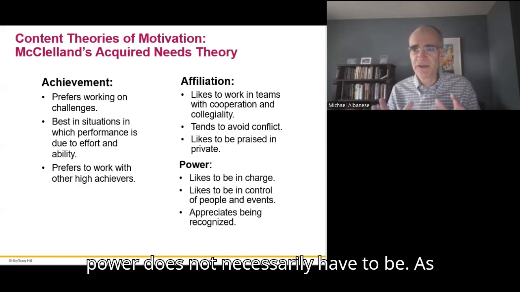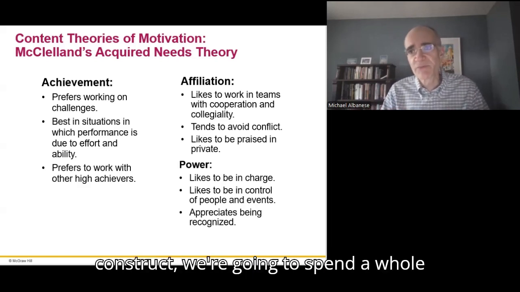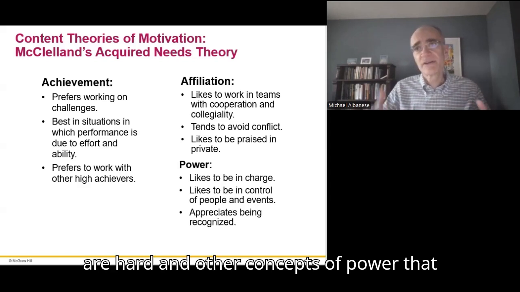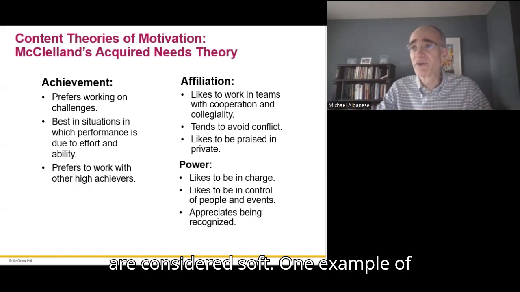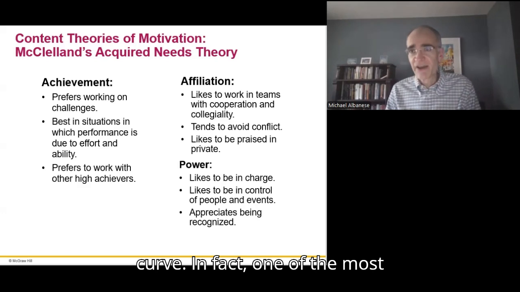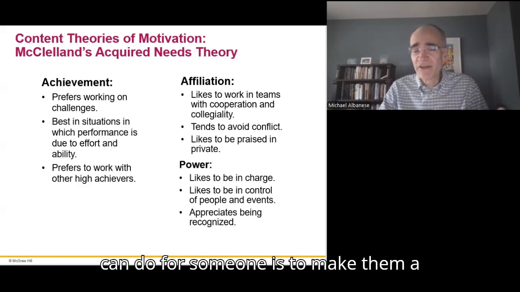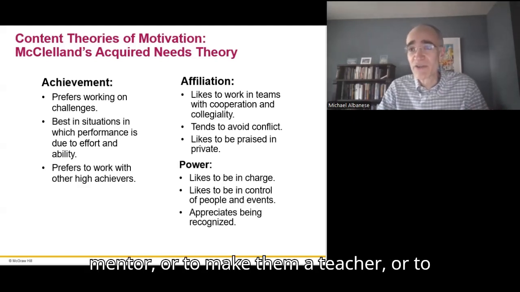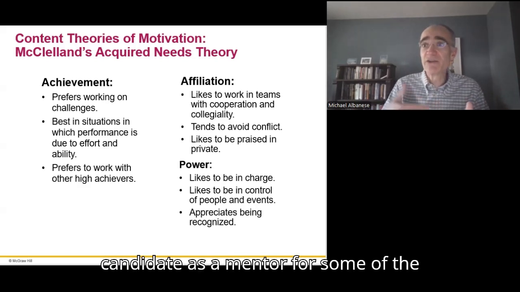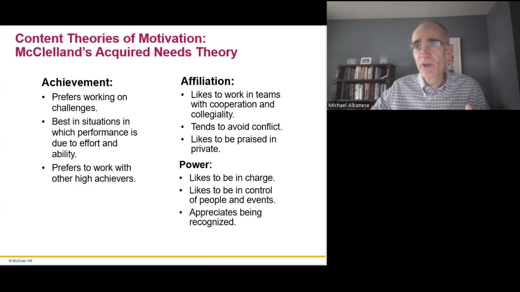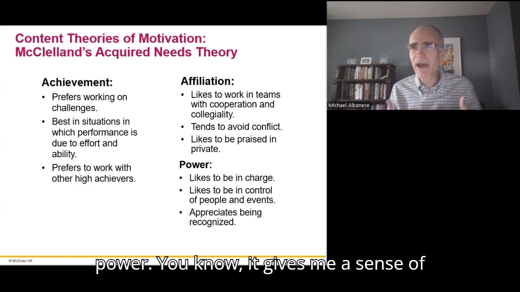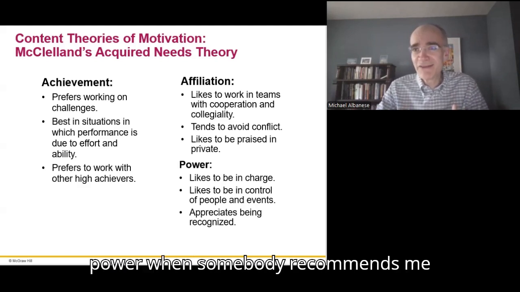And power does not necessarily have to be, as I said, this very top-down sort of construct. We're going to spend a whole lecture on power in the future, but suffice it to say for now that there are certain concepts of power that are hard and other concepts of power that are considered soft. One example of soft power is something that my boss many years ago used to motivate me when I was coming up the management curve. In fact, one of the most empowering things that I think someone can do for someone is to make them a mentor, or to make them a teacher, or to use them as an example, or to use them as a coach. So when my manager told me that she thought I would be a very good candidate as a mentor for some of the new employees coming into the company, or someone who would be a good coach for the younger employees coming in who were learning the ropes, so to speak, my manager was appealing to my sense of power.